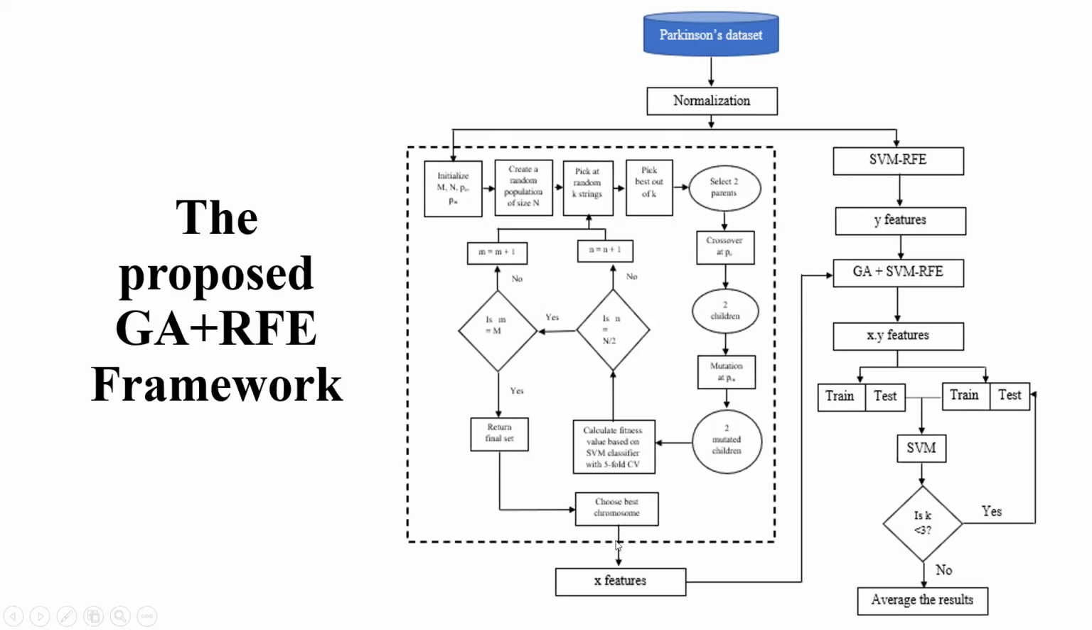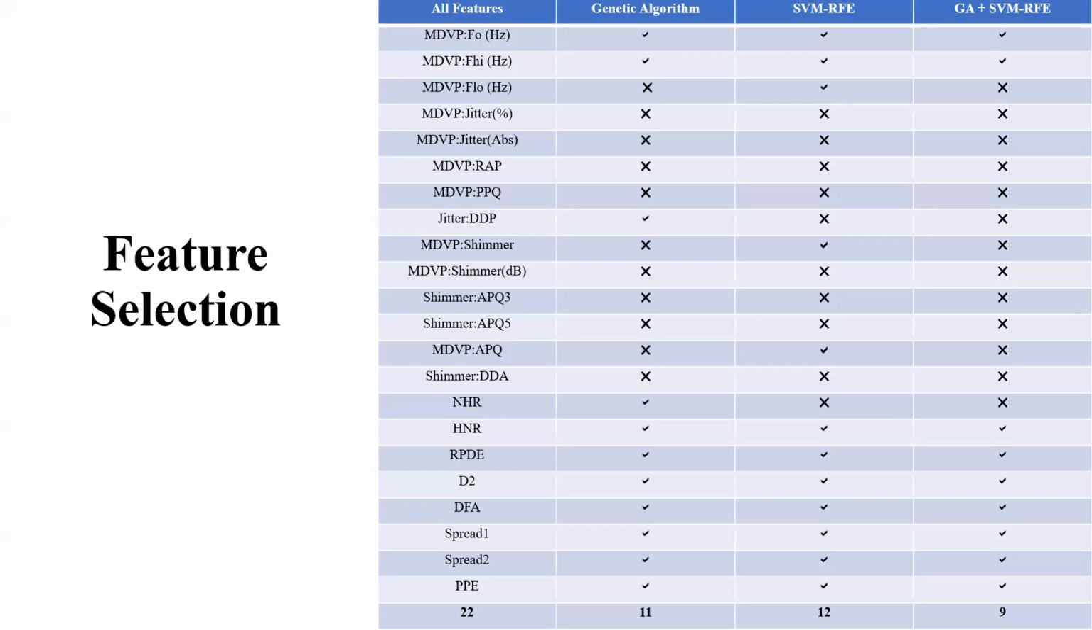So with this, we have selected X features. Similarly, simultaneously, in parallel, SVM RFE is given and Y features are selected. In the two-stage feature selection technique, the common features are extracted, and SVM is used to average the results. Now these are the features which are selected after the two-stage feature selection technique. The genetic algorithm is able to select 11 features after 100 generations and a population size of 180. Similarly, SVM RFE is able to select 12 features, and then the common 9 features are selected.